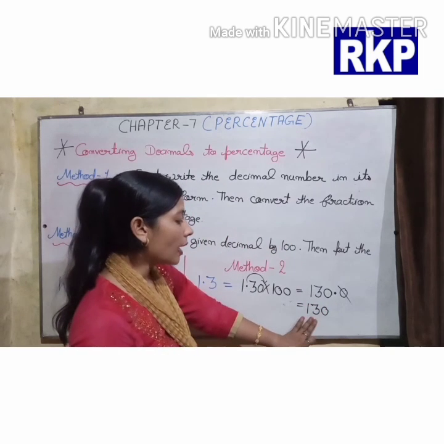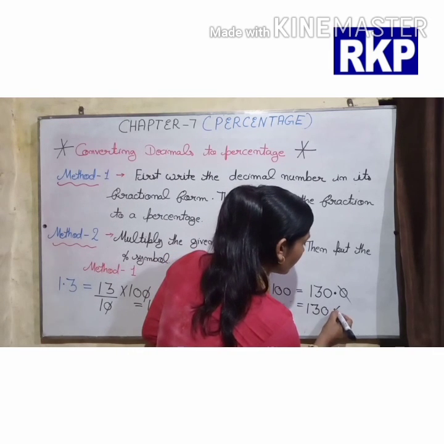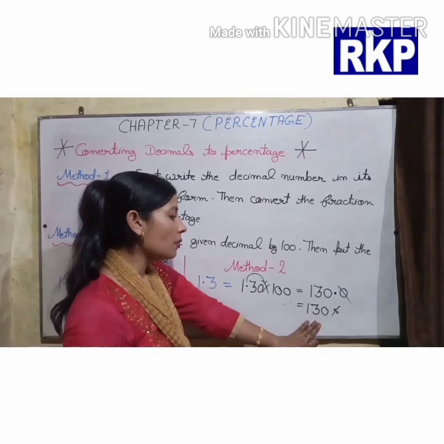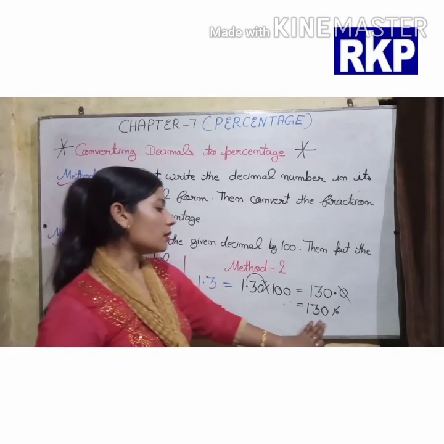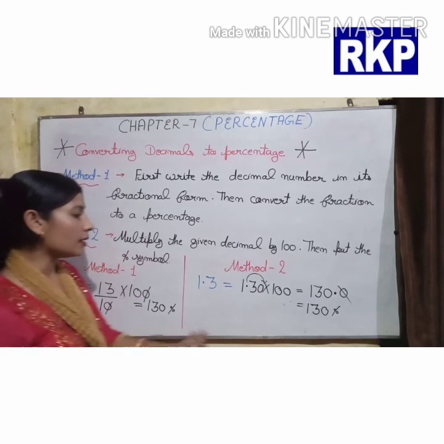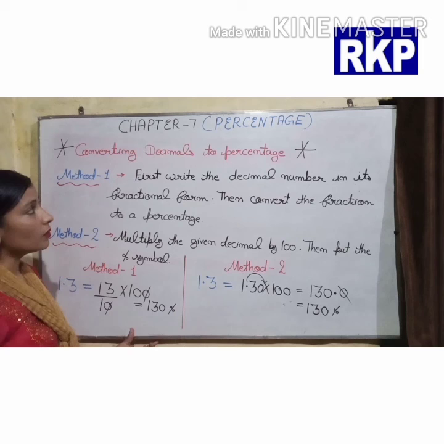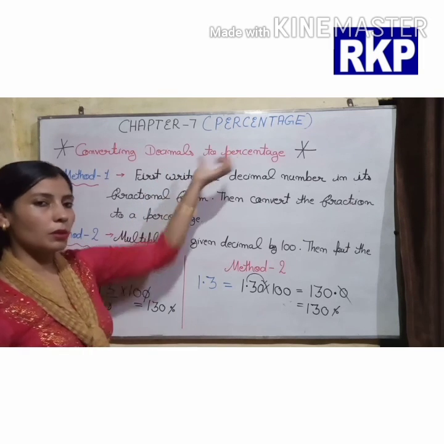Okay, now we have to put the symbol of percentage with this answer. Means our answer will be 130%. Okay, so by both methods beta we will get the same answer. So you can use any method to convert decimal into percentage.